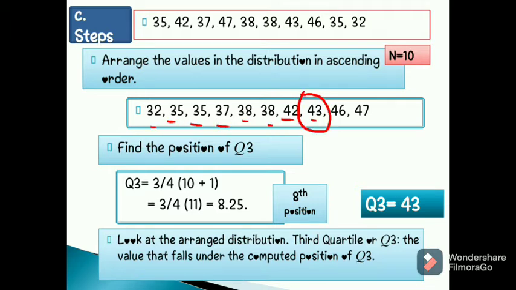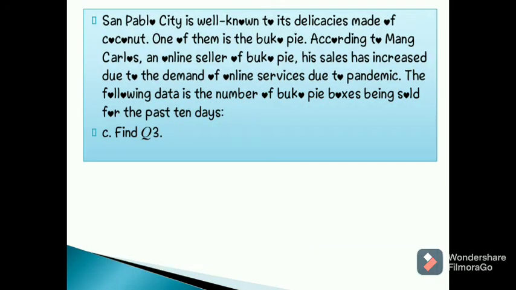So to interpret, let's go back to the problem. San Pablo City is well known for its delicacies made of coconut. One of them is buko pie. As you can see, it has a long paragraph, but we are going to focus here at the end: the following data is the number of buko pie boxes being sold for the past 10 days. Find Q3.